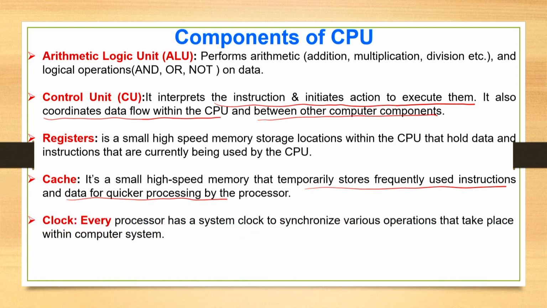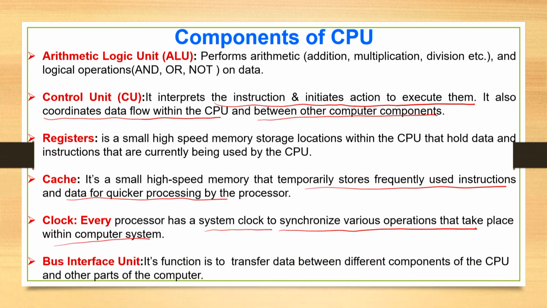Next one is the clock. Every processor system has a clock. Why do we have the clock? Because it is used to synchronize various operations that take place within the computer system. Next is the bus interface system. Its function is to transfer data between the different components of the computer and other parts of the computer. So what are the main components of a CPU, or processor? It's the ALU, that is the arithmetic logic unit, control unit, registers, cache, clock, and the buses.